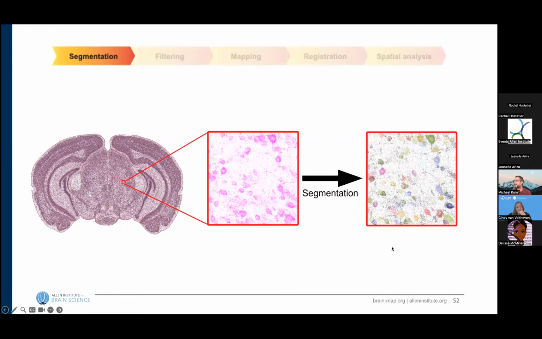So what I have shown here is the same cells, but I assigned each transcript to its own cellular identity. So the question is, how do I get to that point?